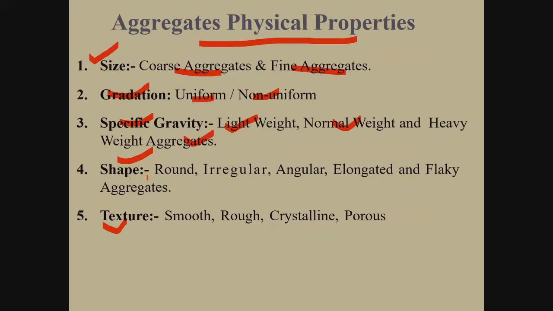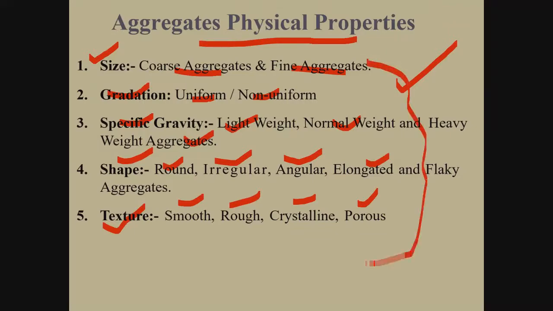Under the shape title, I will discuss round shape aggregates, irregular shape aggregates, angular, elongated, and flaky aggregates. Under the texture topic, I will discuss smooth, rough, crystalline, and porous aggregates. Okay, so now let us discuss or explain this slide further, and the remaining lecture will be focused on the contents of this slide.